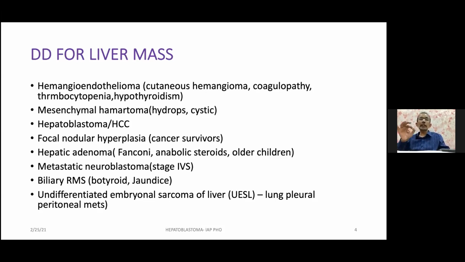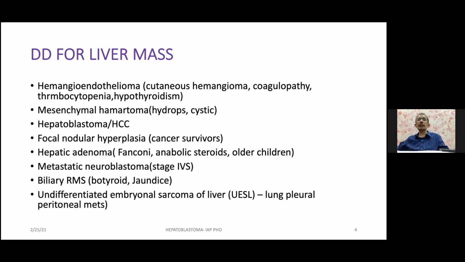One important thing regarding biliary RMS is jaundice. One important thing strikingly absent in hepatoblastoma is jaundice. Hepatoblastoma usually will not have jaundice. Biliary RMS usually will have jaundice. In undifferentiated embryonal sarcoma, the metastasis is very typical. Lungs means hepatoblastoma. Lung, pleural and peritoneal is undifferentiated embryonal sarcoma. So I'm not going to give weightage to the other things other than hepatoblastoma. This is our objective this time.